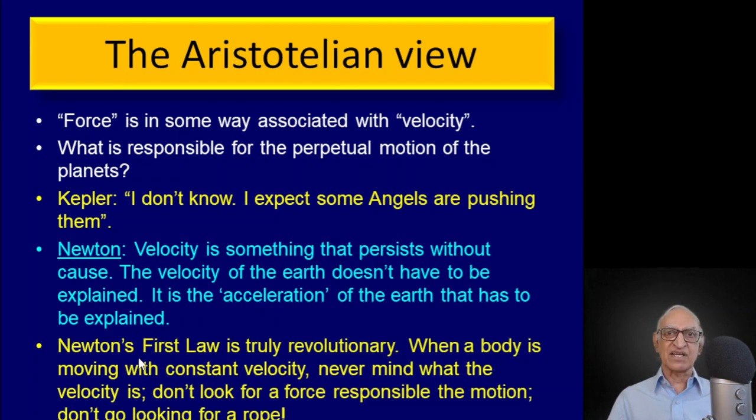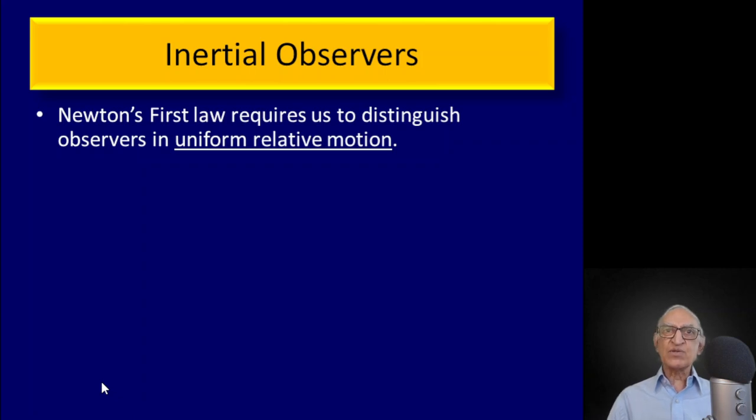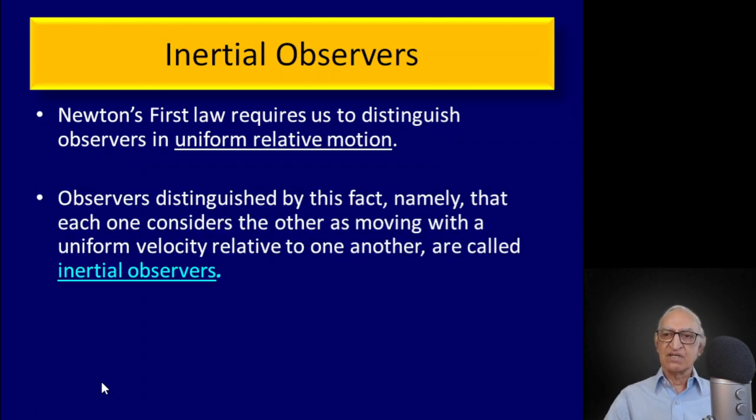Newton's first law, as I said, is truly revolutionary. When a body is moving with a uniform or a constant velocity, never mind what that velocity is, it may be small or it may be big, as long as it is uniform, don't look for a force responsible for that motion. Don't go looking for a rope which is pulling that particle. Newton's first law requires us to distinguish observers in uniform relative motion. Observers distinguished by this fact, namely, that each one considers the other as moving with a uniform velocity relative to one another, are called inertial observers.